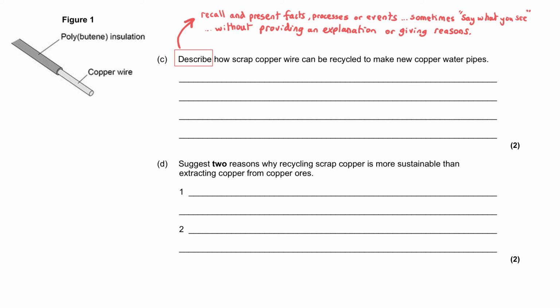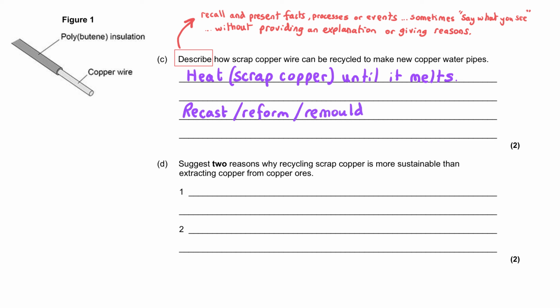Describe how scrap copper wire can be recycled to make new copper water pipes. Well, there's two parts to the process of recycling. You need to take your old material and you need to heat it until it melts. Having done that, we will have a molten copper situation, and this molten copper needs to be recast into the shape that we want, so into the shape of the pipes. You could probably say the word reformed or remolded instead.